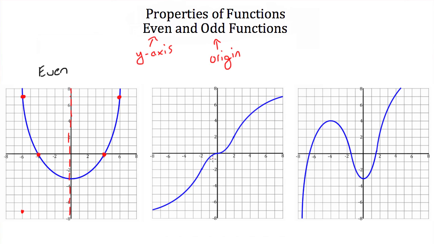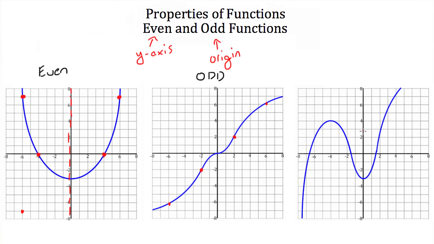Our second graph here is not symmetrical across the y-axis. But if I have the point (2, 2), and I'm symmetrical across the origin, I should have the point (-2, -2), which I do. In fact, all of these points are symmetrical across the origin. So I would say that this second graph is an odd function.